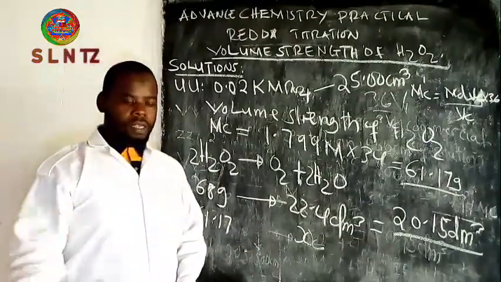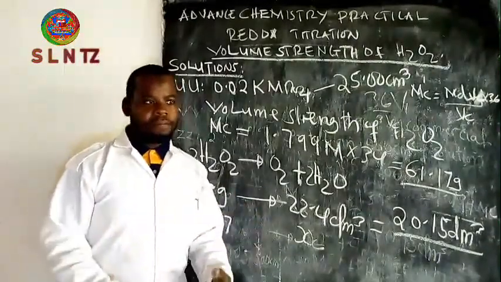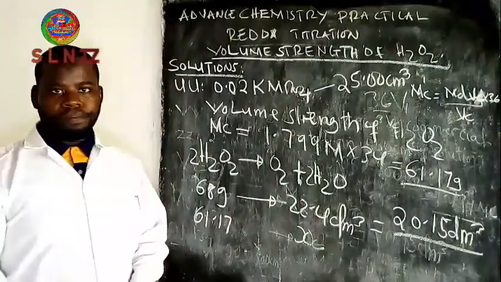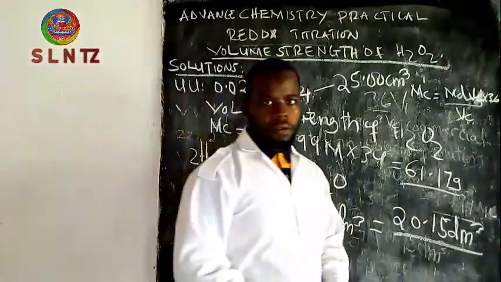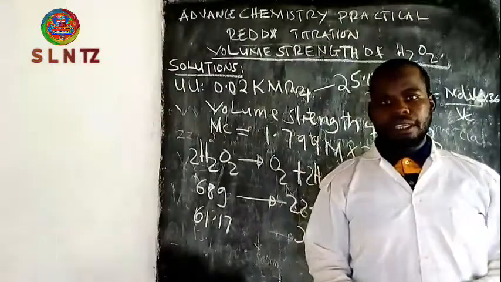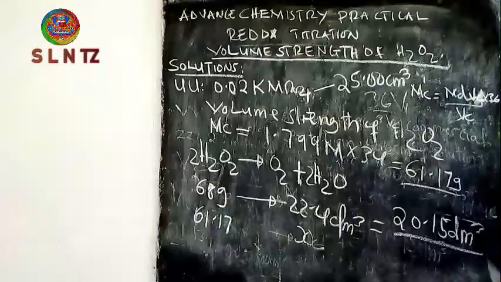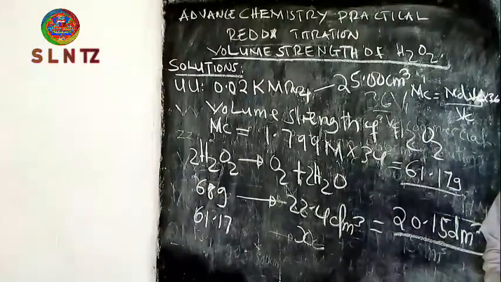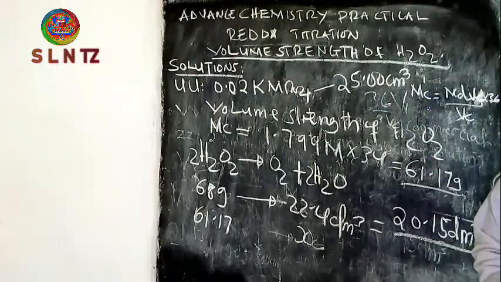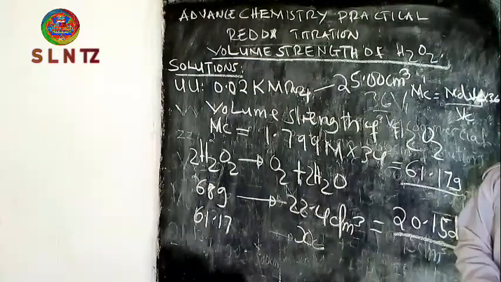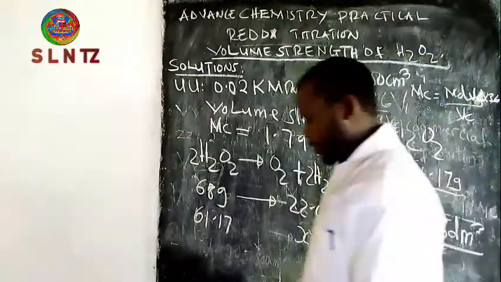Yes, that is our concept. So when you take a paper, you receive the question and then you use the same calculations, same procedure to solve that question. I think now we end up here for our lesson. Thank you for your contribution. Students, I think you have understood how to calculate volume strength of hydrogen peroxide. This is advanced chemistry practicals, redox titration.